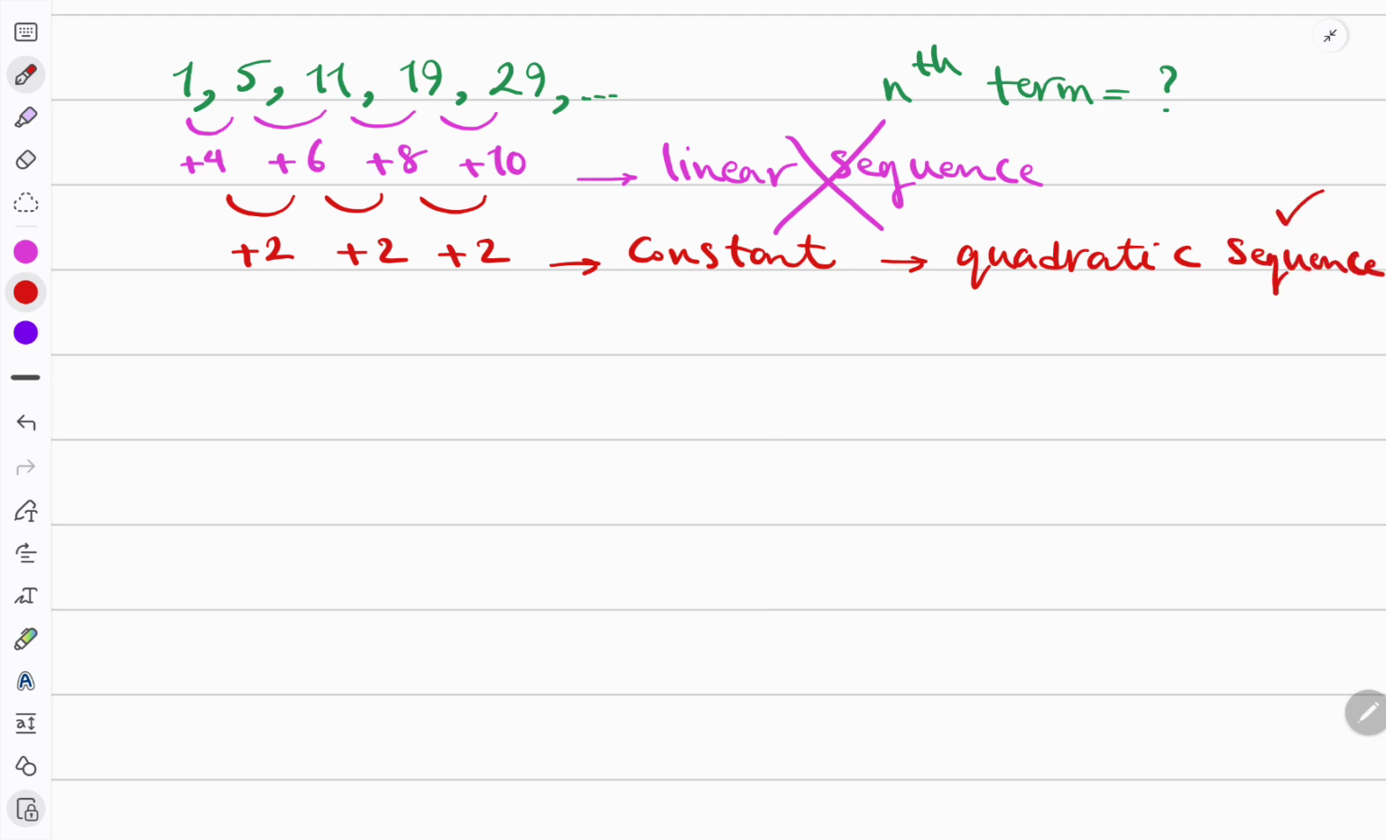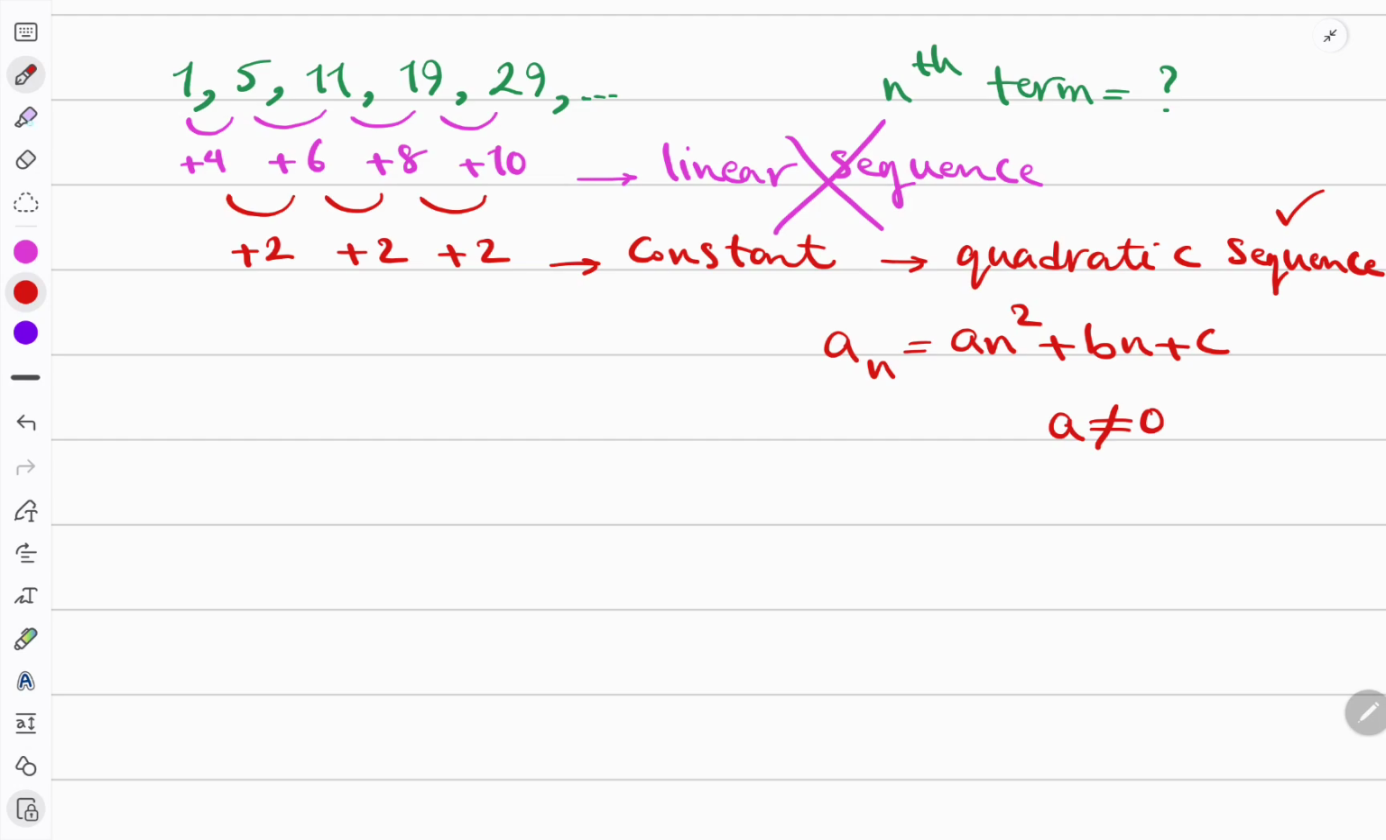What is a quadratic sequence? This is a kind of sequence where the pattern of the numbers follows a second degree rule, something involving n squared. The general form of a quadratic sequence is an squared plus bn plus c, and a is not allowed to be 0, because if a is 0, 0 times n squared is 0, so we have only bn plus c, which is not a quadratic sequence, it's a linear sequence.